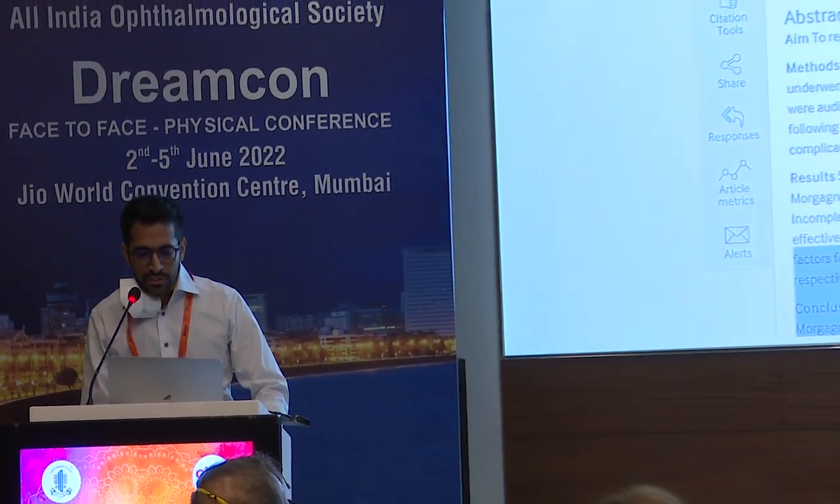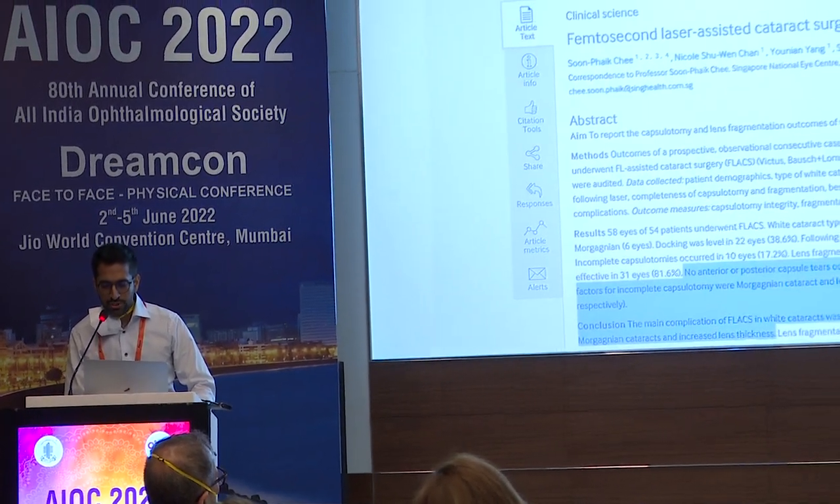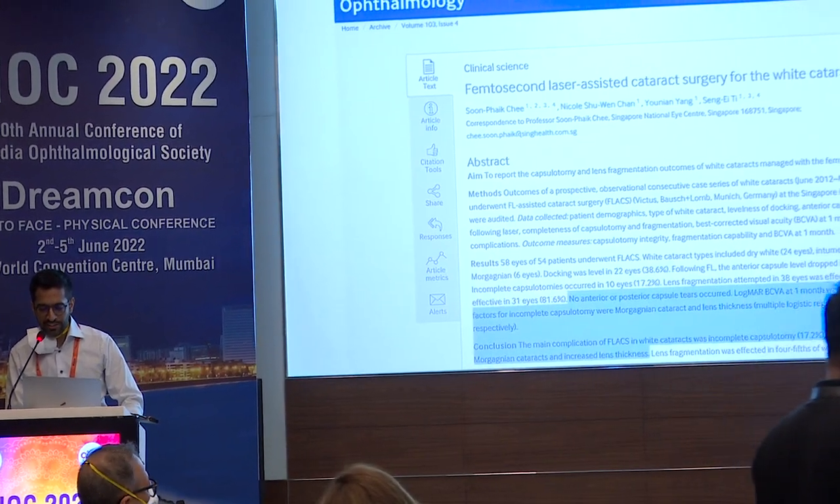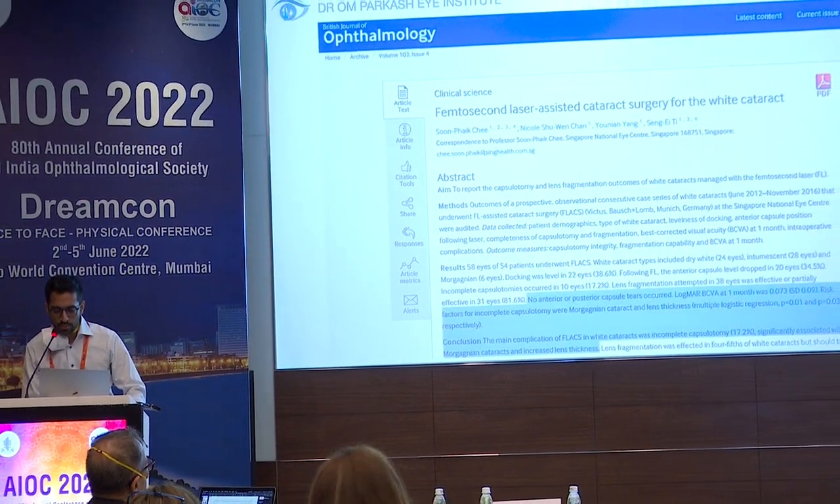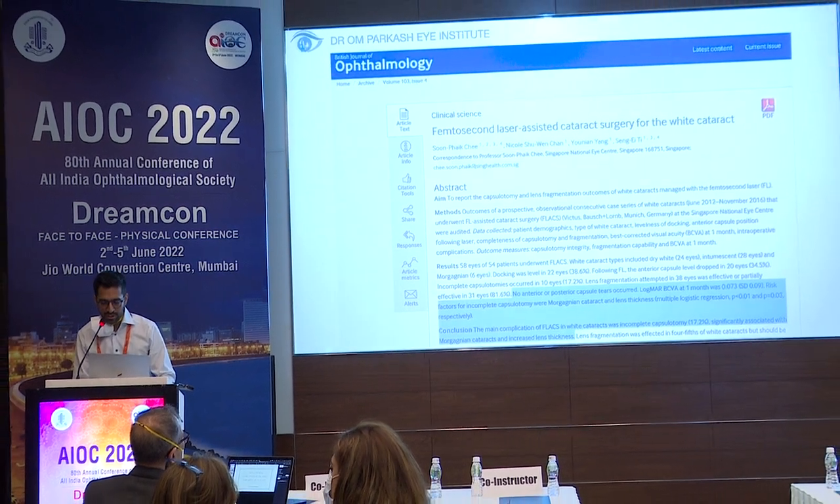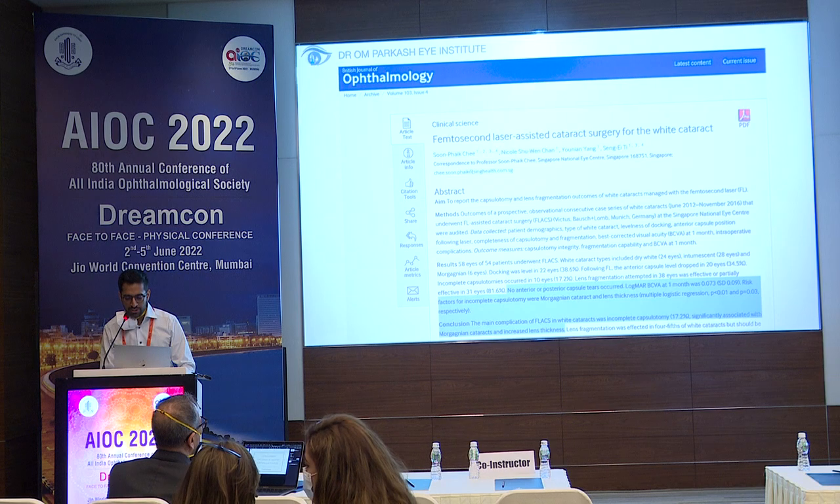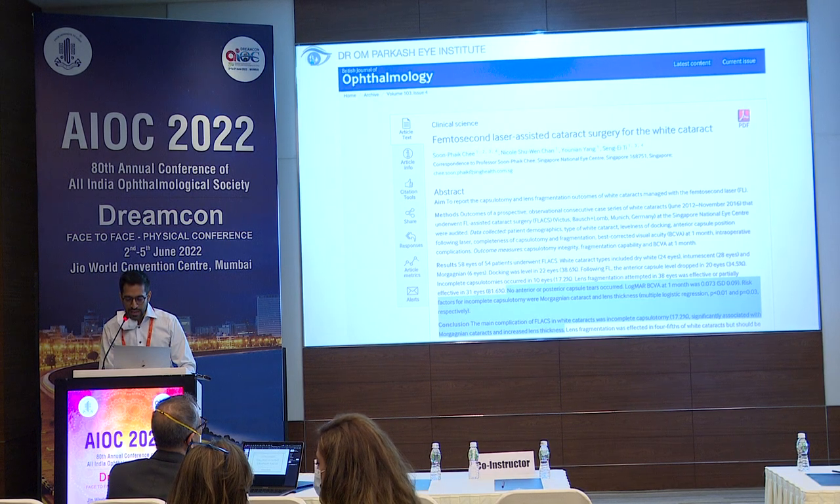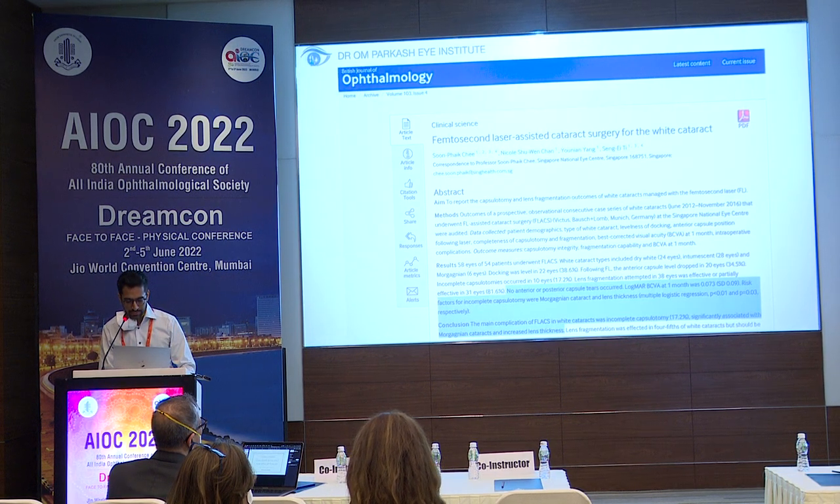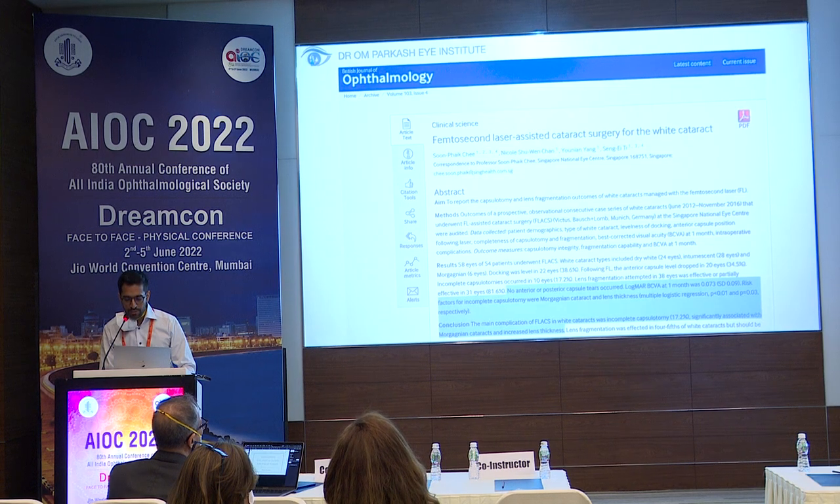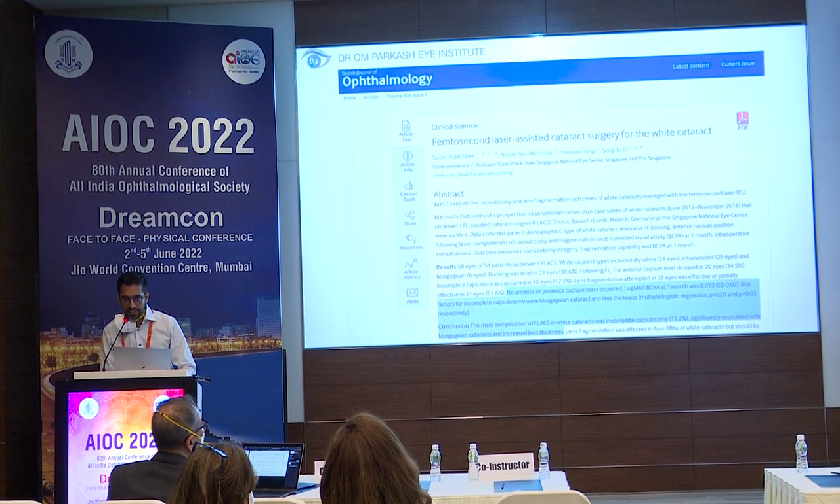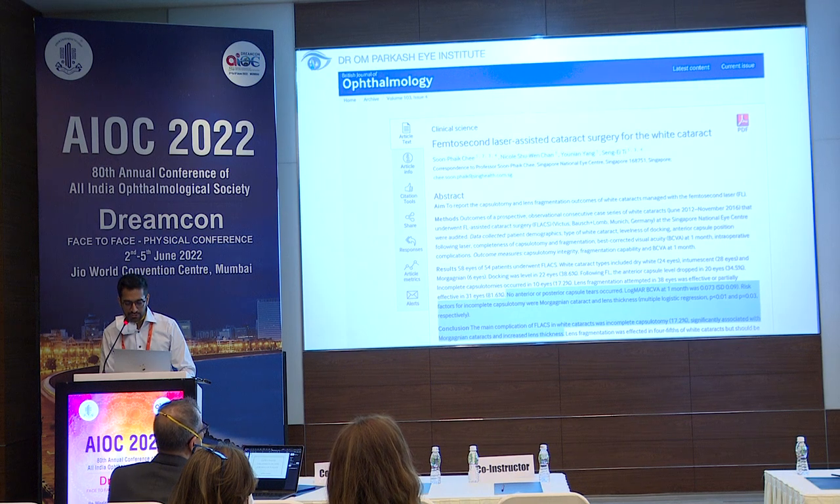So I'm going to talk on flax in intumescent and Morgagnian cataracts, posterior polar cataracts, and zonulopathy. Literature has shown that femtosecond laser-assisted cataract surgery for white cataracts has no anterior or posterior capsular tear occurrence, whereas the risk factors for incomplete capsulotomy were seen in Morgagnian cataract and lens thickness. So the conclusion is the main complication of flax in white cataracts was incomplete capsulotomy, significantly associated with Morgagnian cataracts and increased lens thickness.